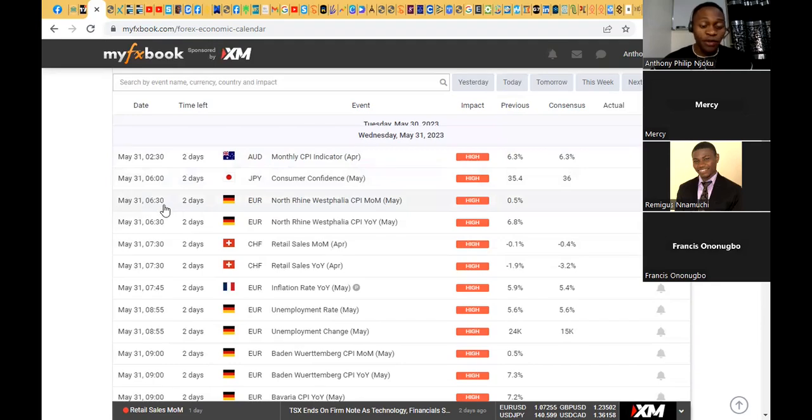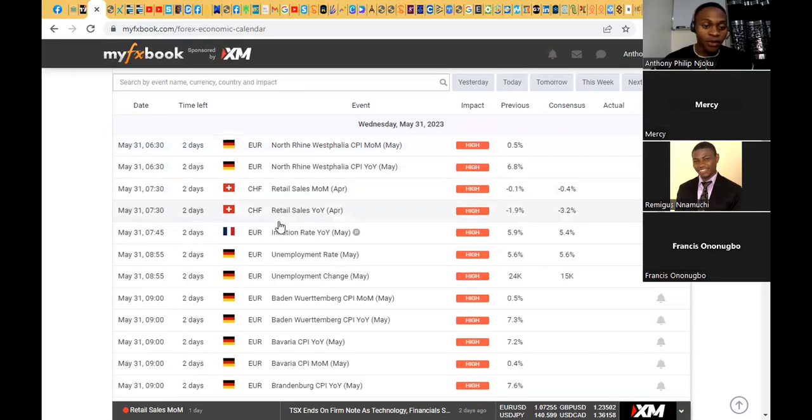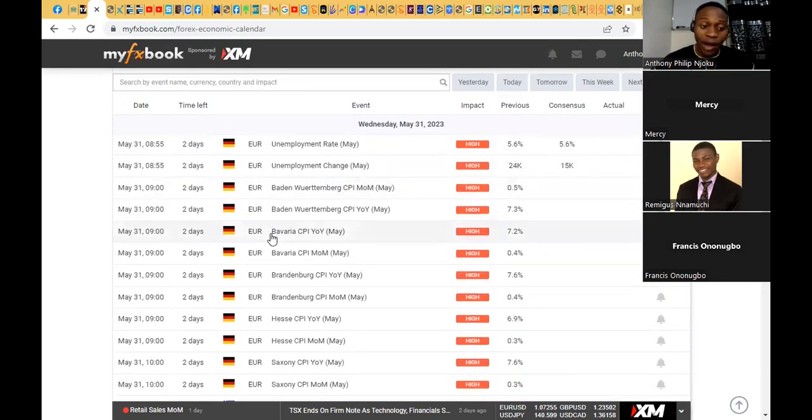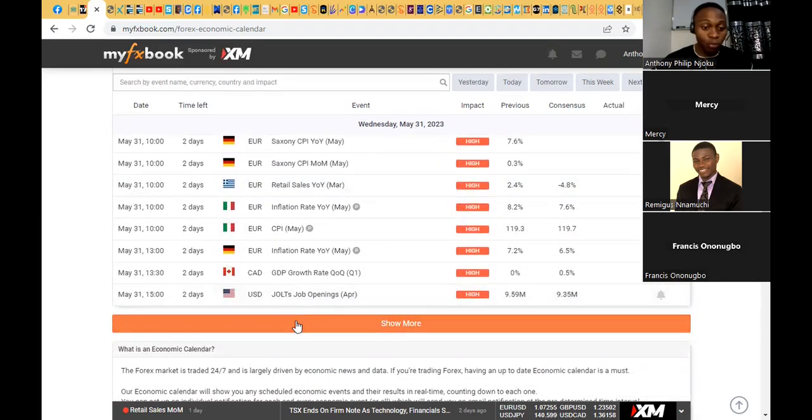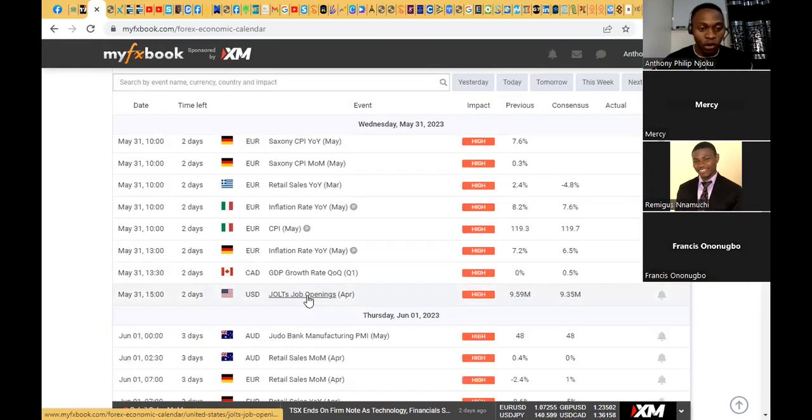The continuation: if the push doesn't happen on Tuesday for Euro, the push will happen on Wednesday for Euro by 6:30. That's when we have the high impact news. So we need to wake up by 6 o'clock, monitor the charts, and then place our trades before 6:30. Then this was Swiss franc. A lot of high impact news for Euro on Wednesday. That day is going to be very, very super. And just one high impact news for the dollar, which is job openings by 3 o'clock.